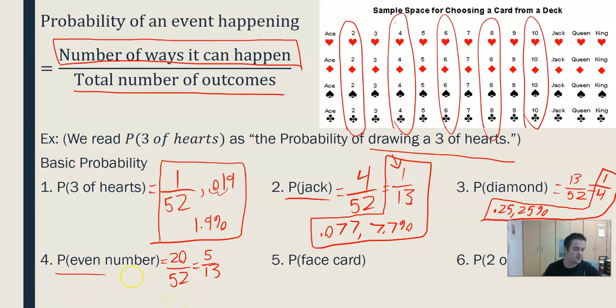So 5 out of 13, that's the chances of drawing an even number out of this deck of cards. 5 divided by 13 written as a decimal would be 0.385, and as a percentage would be 38.5%. That's the probability of drawing an even number.